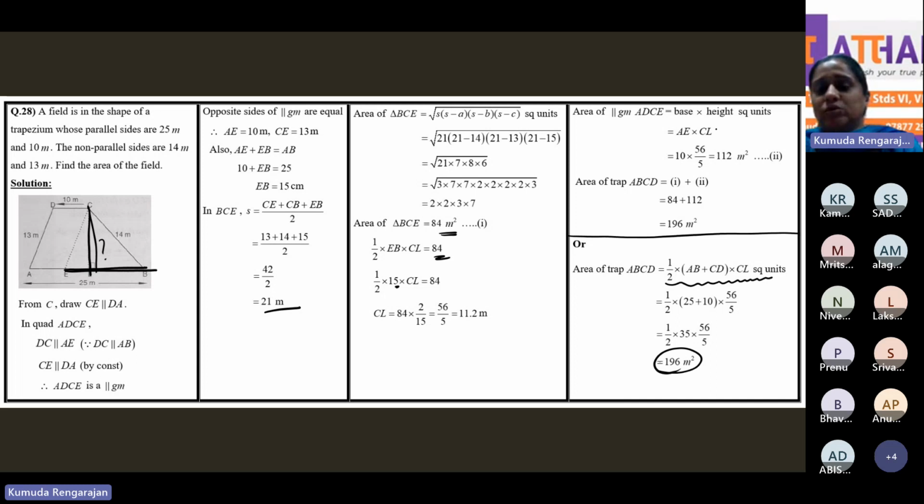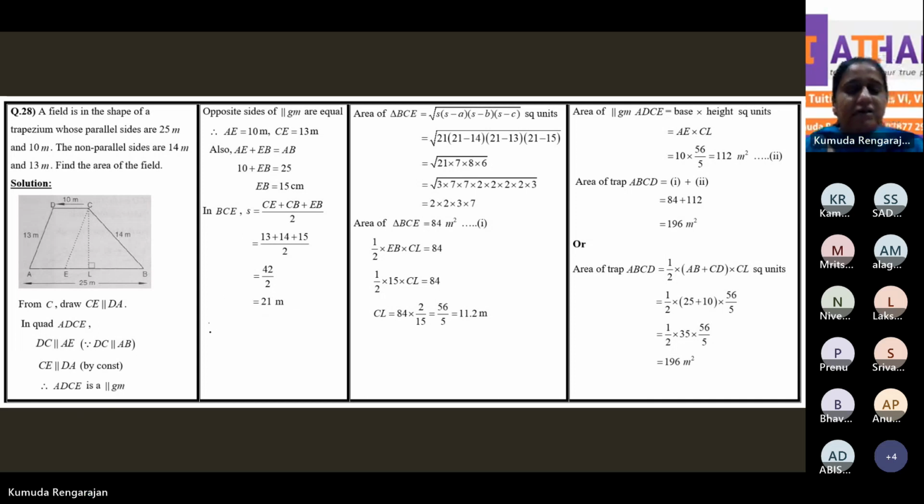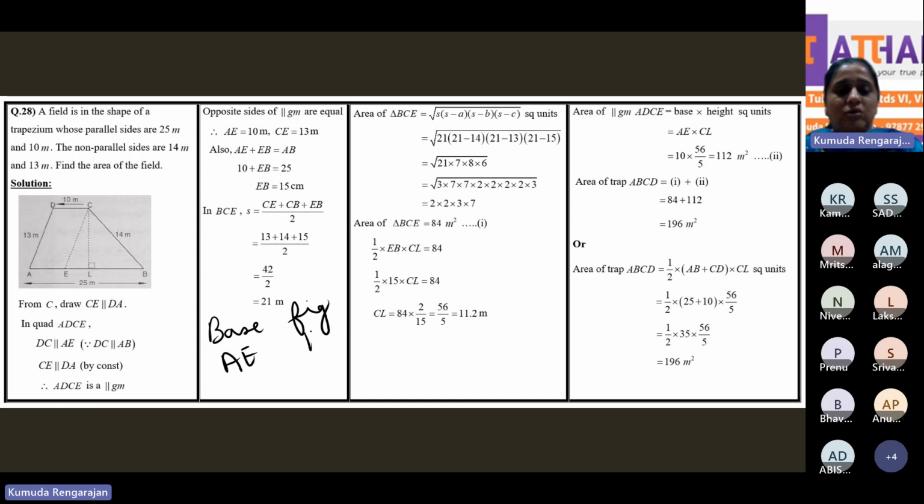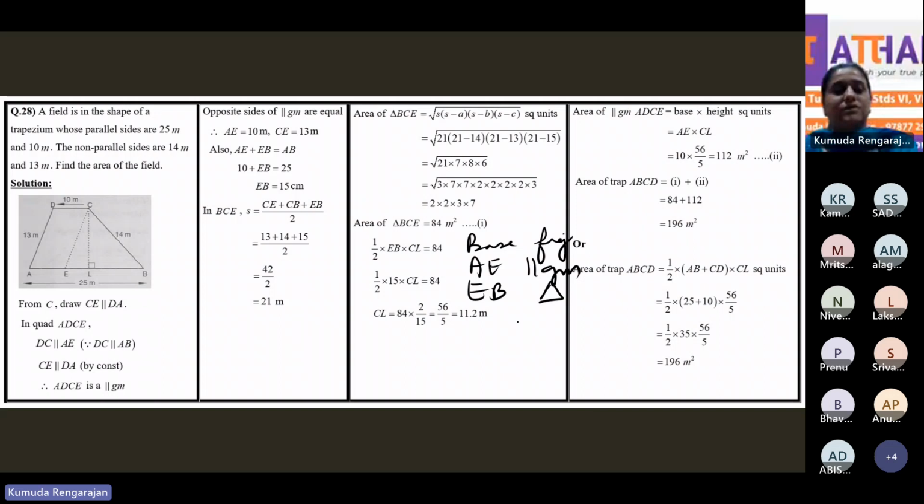Or you can find the area of the parallelogram using the formula base into height. Base of the parallelogram, not base of the trapezium. See here, base and figure. AE is the base of the parallelogram. EB is the base of the triangle. AB is the base of the trapezium.